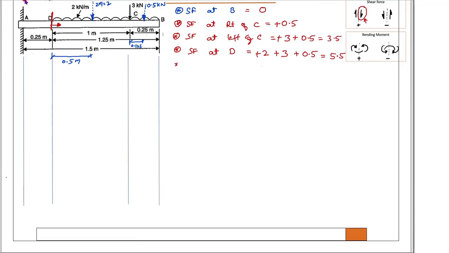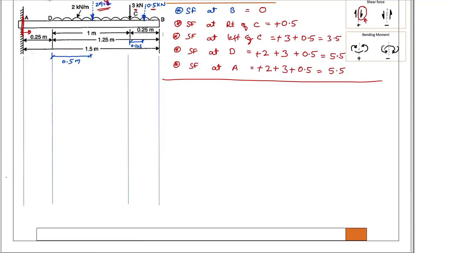Now then shear force at A. Shear force at A means this point. Now I will take a section at that point. Then observe the right side. You are seeing one force here that you have to consider, this and this one. Therefore, the same thing. 2 is one force, 3 is another force, and 0.5 is another force. All are acting downward on the right side. Therefore they are positive, 5.5. Over. Shear force is completed. Now we'll draw the shear force diagram.